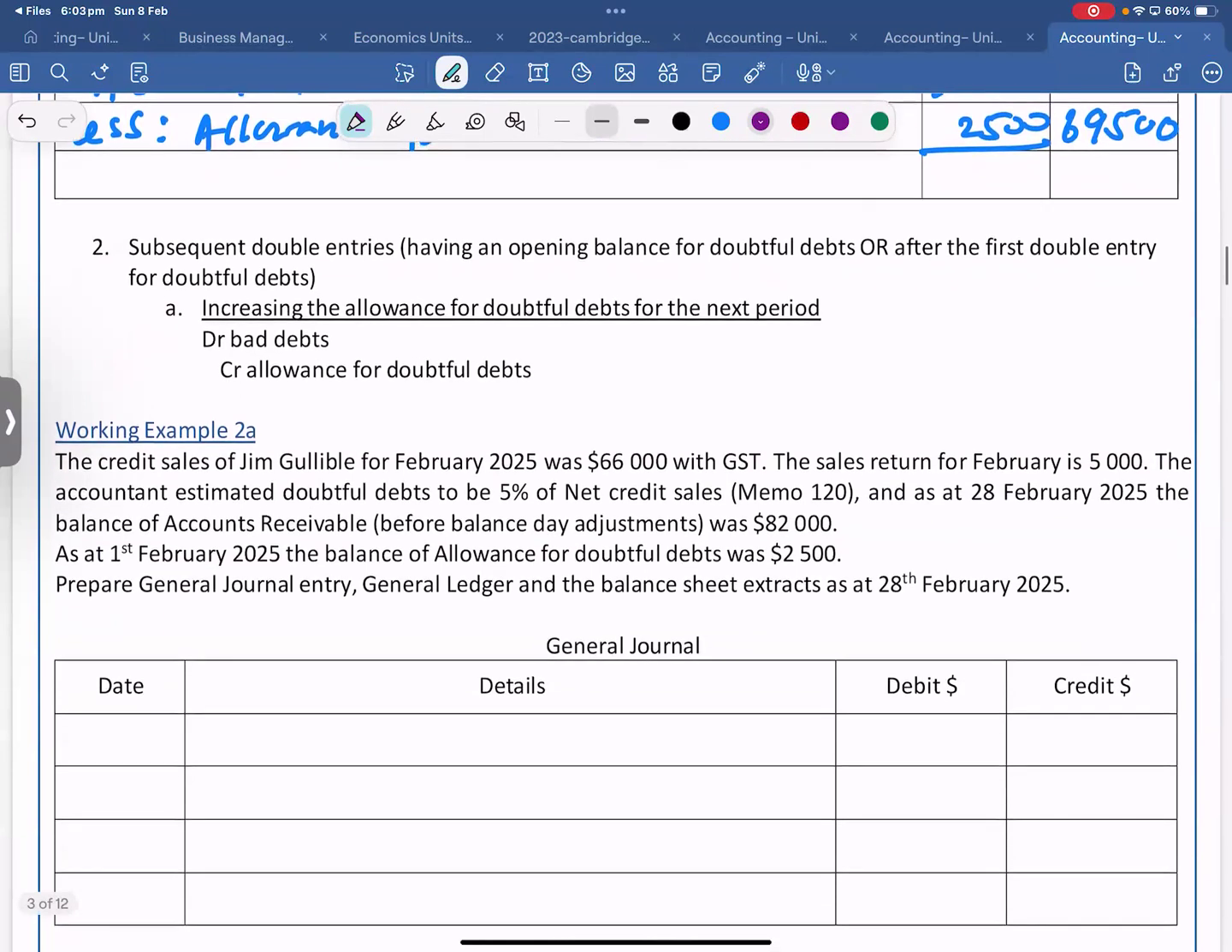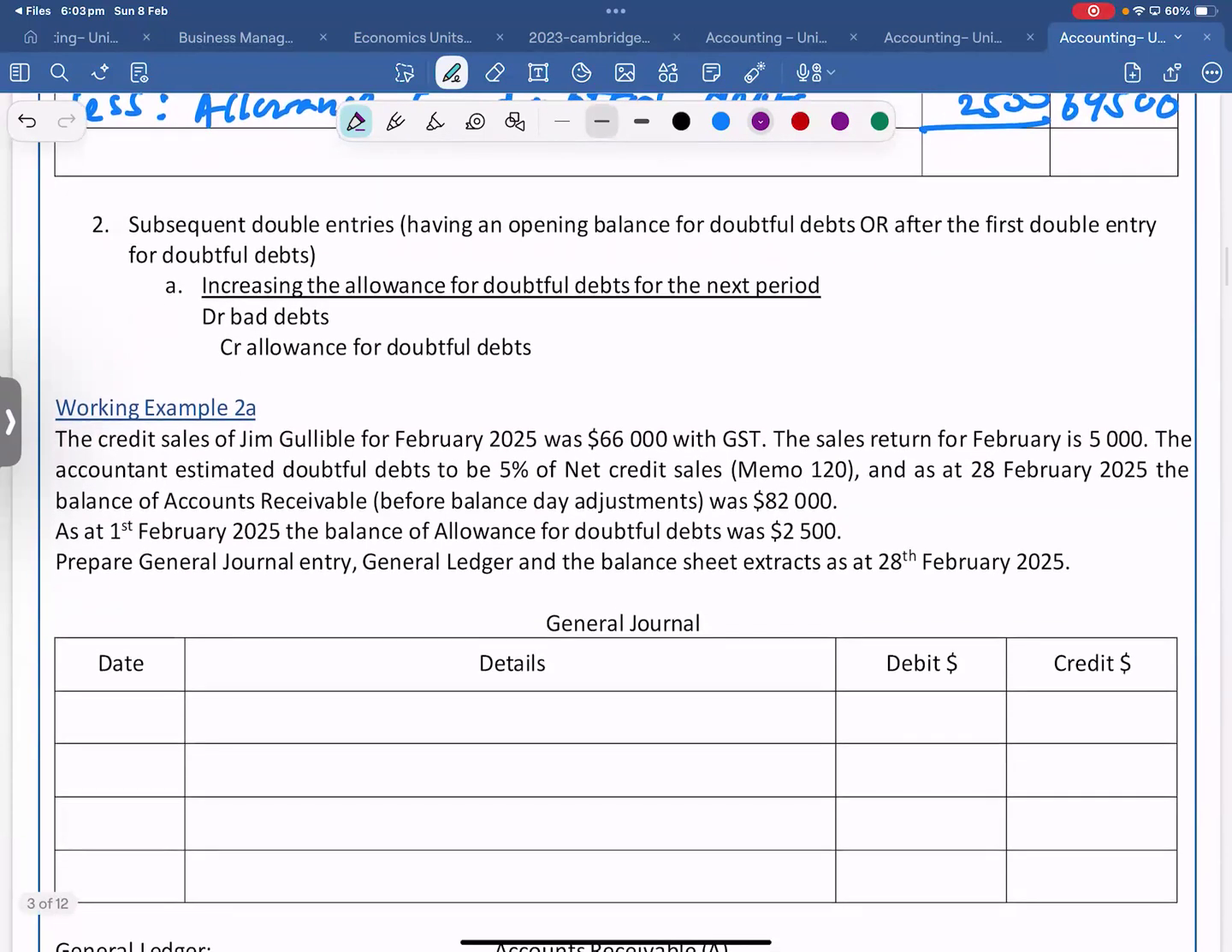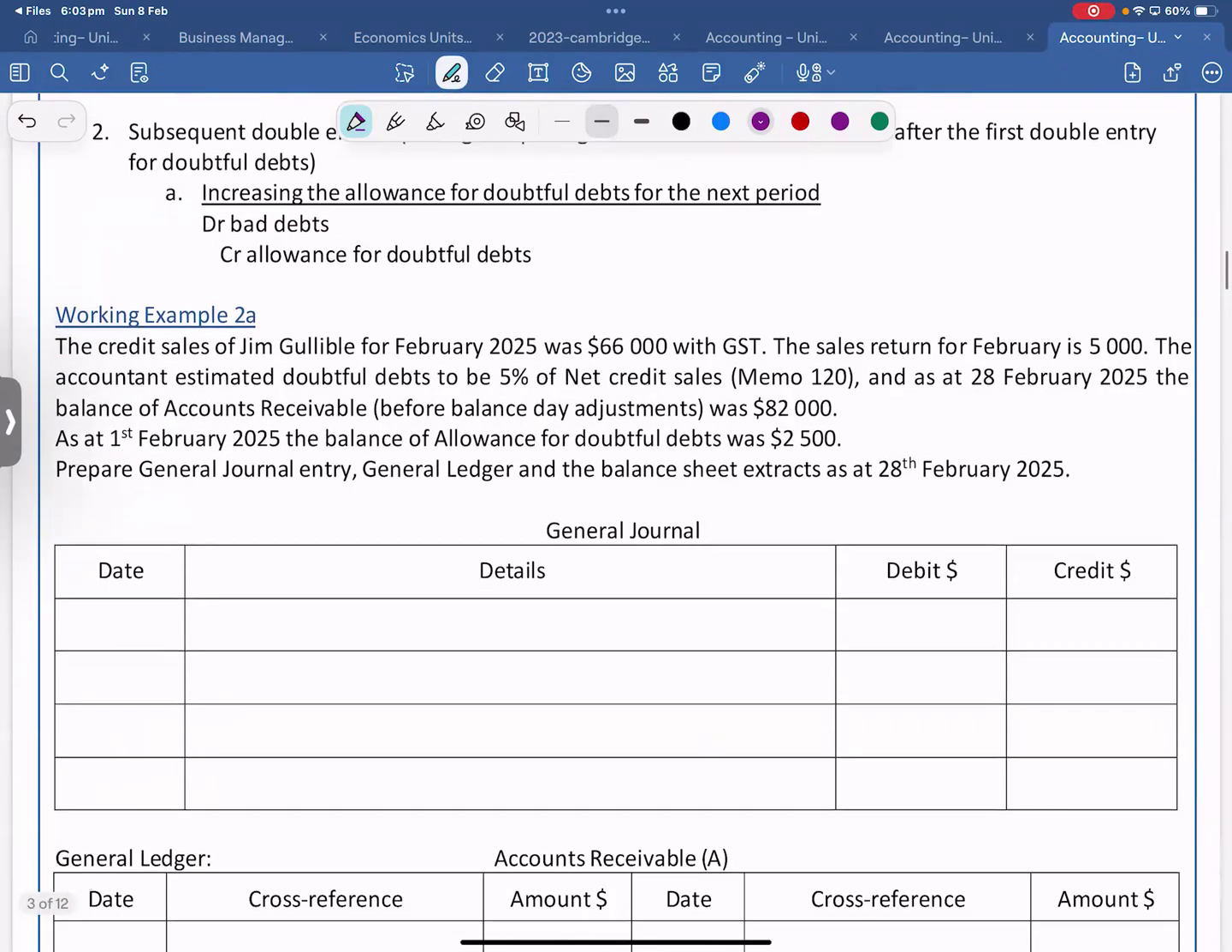Okay, guys. Now see, subsequent period. Somebody asked me what if you are going to increase it. Yes. Now this is a double entry: increasing the allowance for doubtful debt for the next period. How? Read the question, guys.